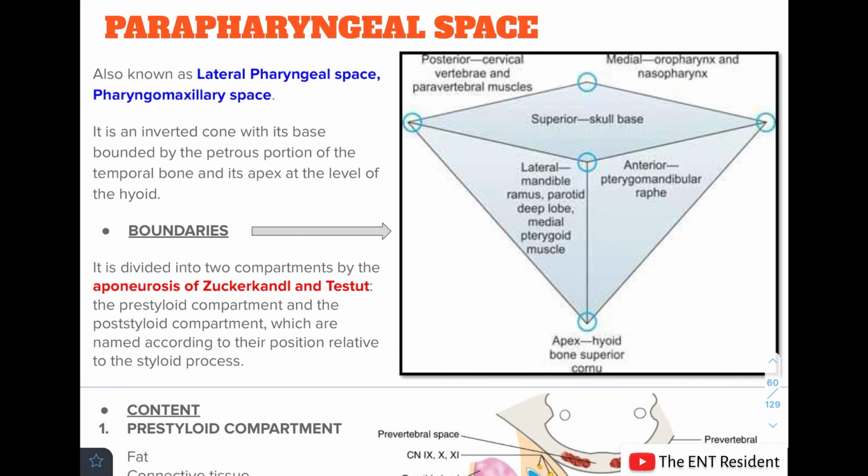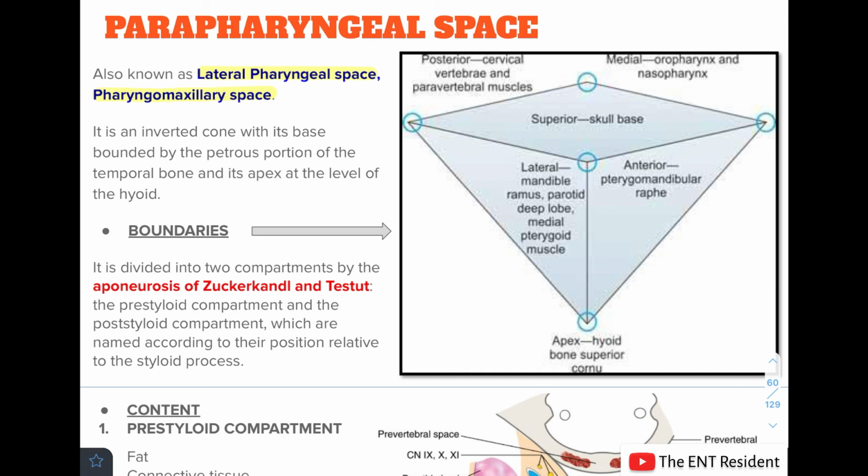Next, the parapharyngeal space. The parapharyngeal space is also known as the lateral pharyngeal space or the pharyngomaxillary space. It is an inverted cone with its base bounded by the petrous portion of the temporal bone and its apex lying at the level of the hyoid. It is divided into two compartments by the aponeurosis of Zuckerkandl and Testut, the pre-styloid compartment and the post-styloid compartment, which are named according to their position relative to the styloid process. Before we go into the compartments, first we will talk about the boundaries.